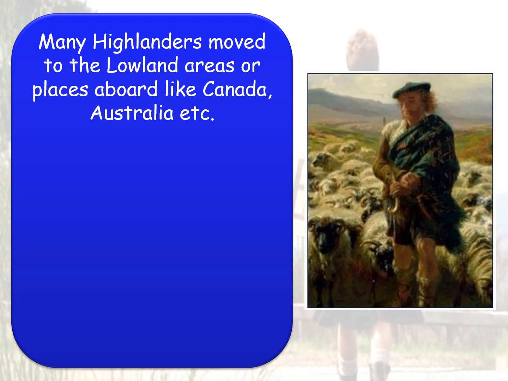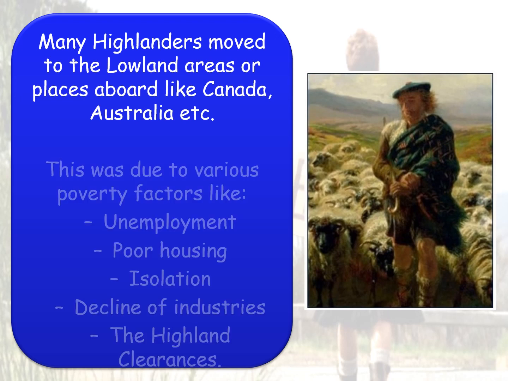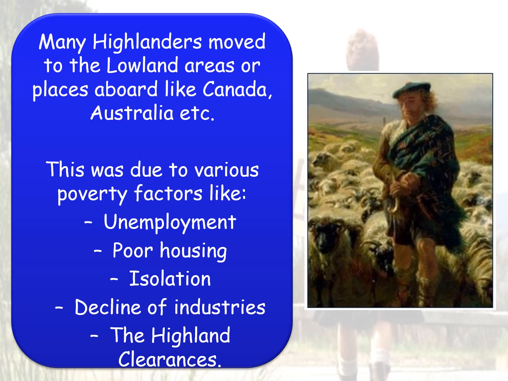So the Highlanders moved into these lowland areas or to places abroad for, again, a lot of the poverty factors. And you can see that these are kind of overlapping between the Highland Scots and the lowland Scots. So unemployment being really, really high. Housing was particularly poor. In the Highlands, a lot of the Highlanders lived in things that we would refer to as black houses. So it was maybe just one cottage area or one sort of house that was built up where the whole family would live, and sometimes even the animals that they maybe had or looked after.